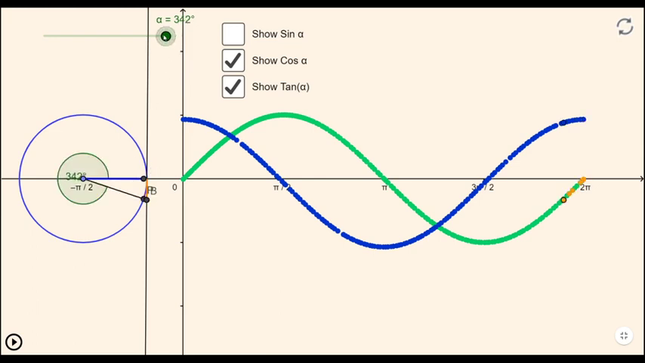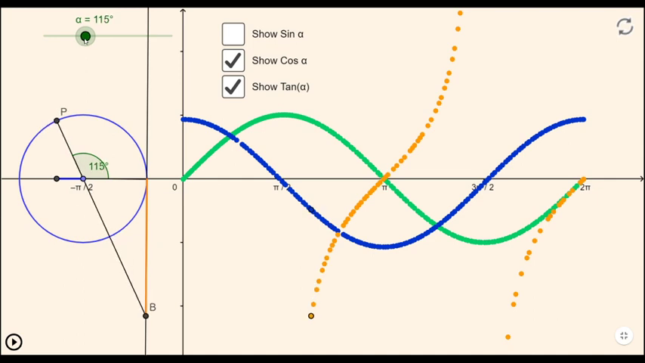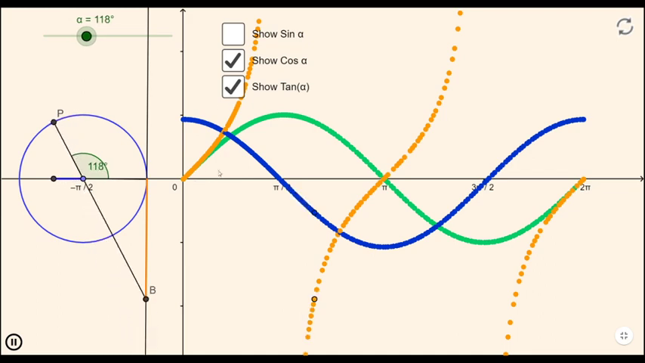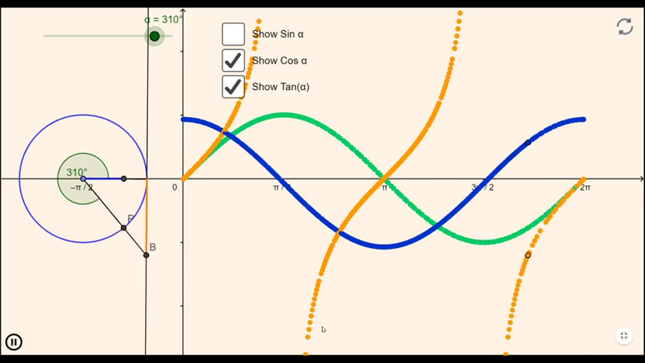Now tangent, you notice the point B. The shape of the tangent will be like this one. I don't know how to describe this. Basically it will be from infinity, and then it goes to 0 at pi, and then it goes back to infinity. So when it's 90 degrees, tangent basically becomes infinite, or rather undefined.